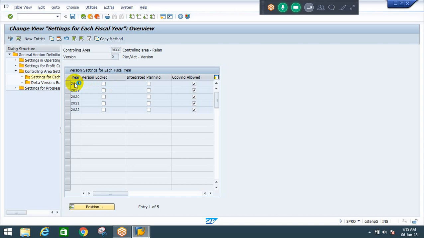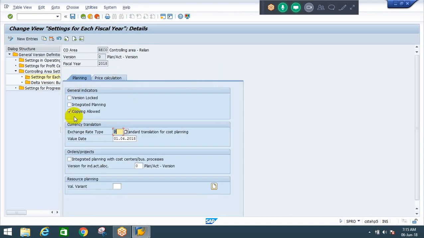Okay, so in 2018 what is here? Okay, note down exchange rate type P, value date 1/4/2018. Sorry, first note down exchange rate type P. Exchange rate type P. So normally we use exchange rate type M, average rate, right? Average rate is just M. But here we are using P.